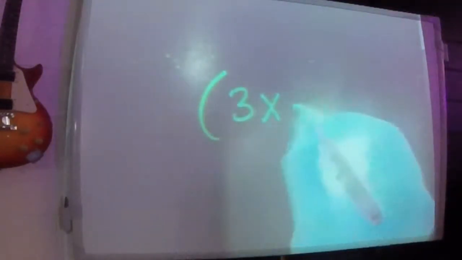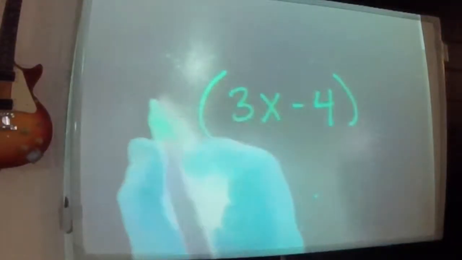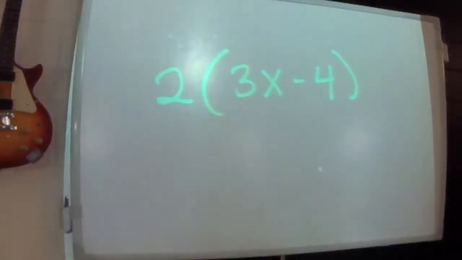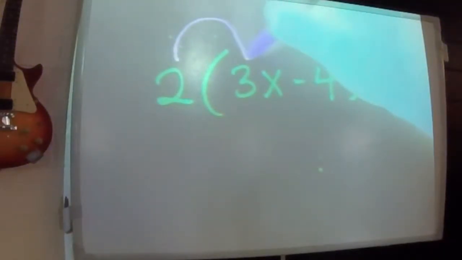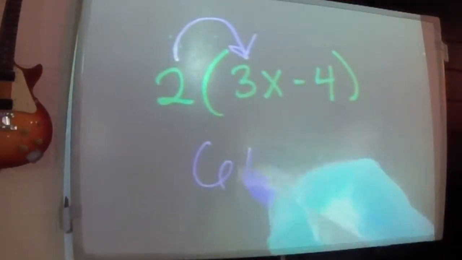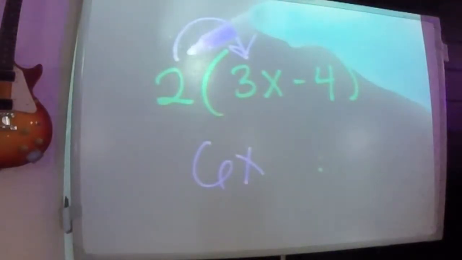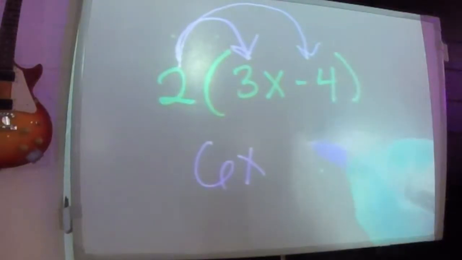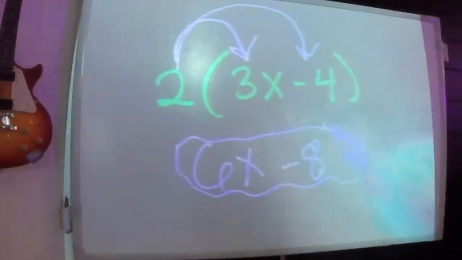Now, distributing. Do not forget, when I say distribute, what's the number outside? 2. First thing is you're going to go 2 times what? 3x. What is that? 6x. And now don't say 2 times 4, it's 2 times what? Negative 4. What was that? Negative 8. And there is distributing.